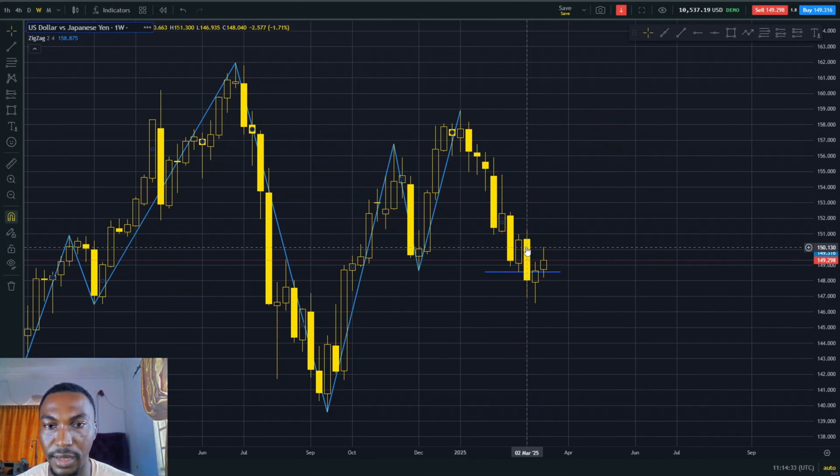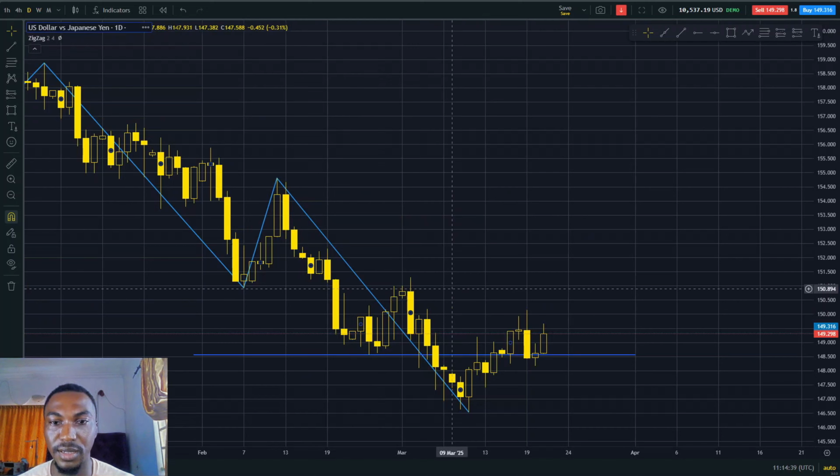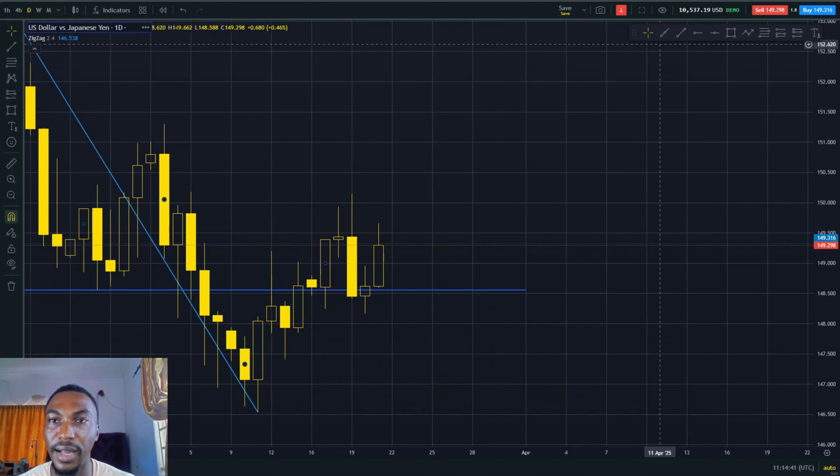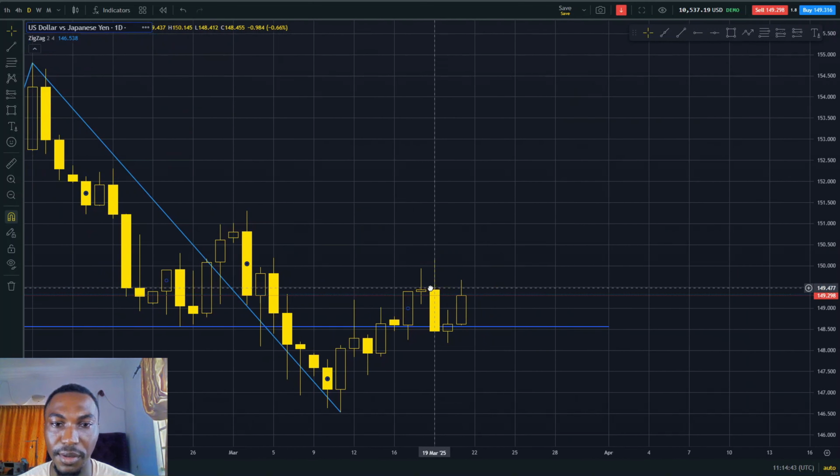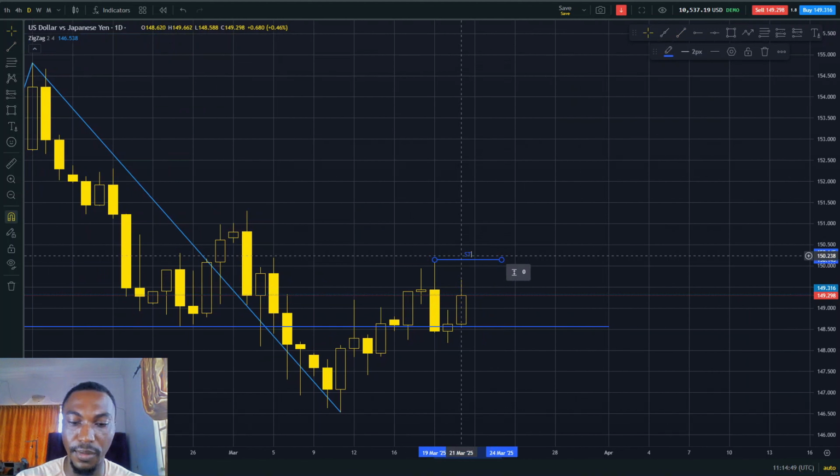What we have here is we see price just meddling around, no real push on the weekly. And the last resort is the daily. So on the daily, what I see here is something called a short-term high, STH.